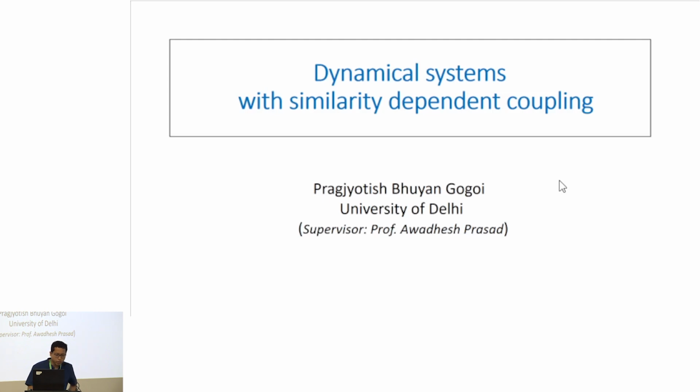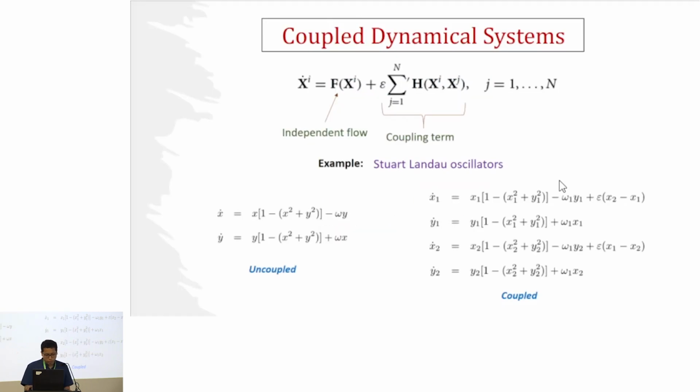So the title of my talk is Dynamical Systems with Similarity Dependent Coupling. First, let me introduce what coupled dynamical systems are. Any dynamical system we describe with an independent flow, which is the term F here. And when we couple two such dynamical systems, we introduce another term which involves both the systems.